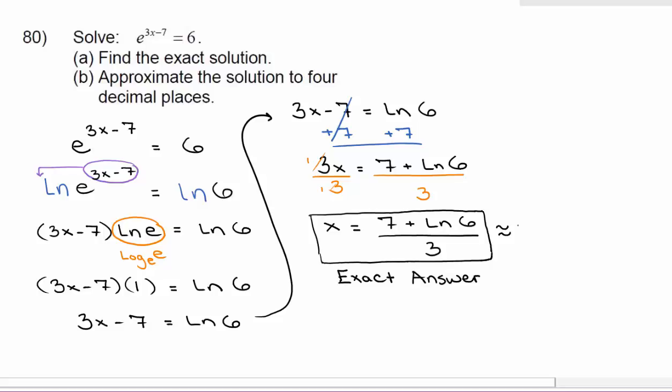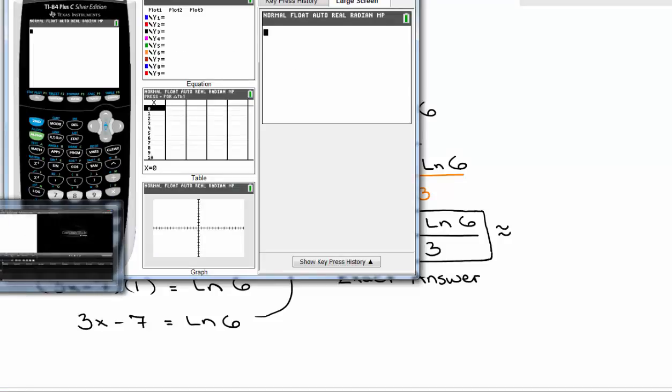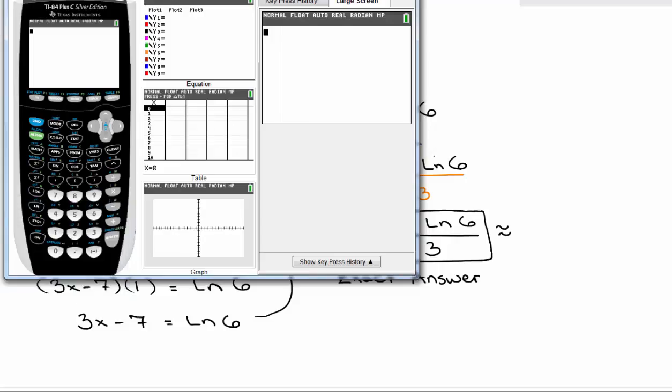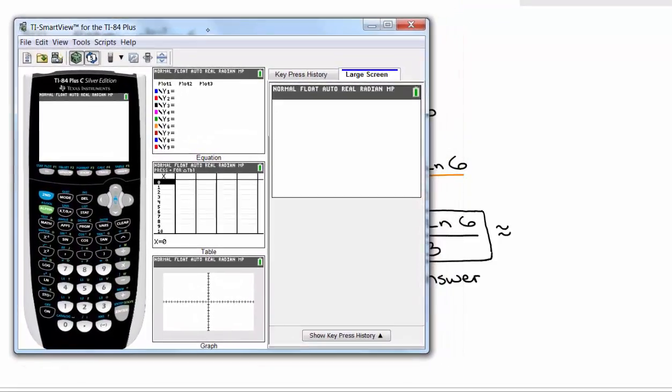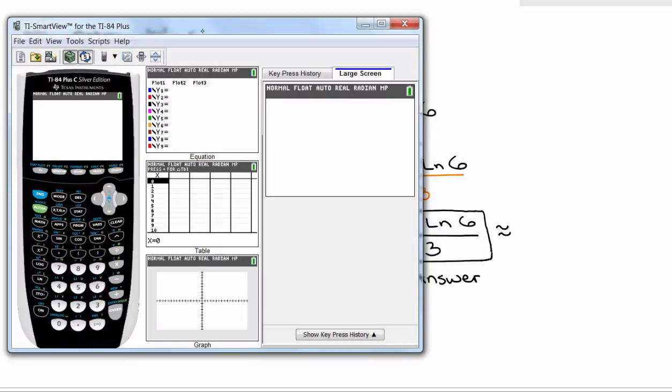Okay, now we need to get the approximation. To get the approximation, I'm going to use my calculator. I'm going to have to input this. So in order to input this, we're going to have to use some parentheses. I'm going to open a set of parentheses.